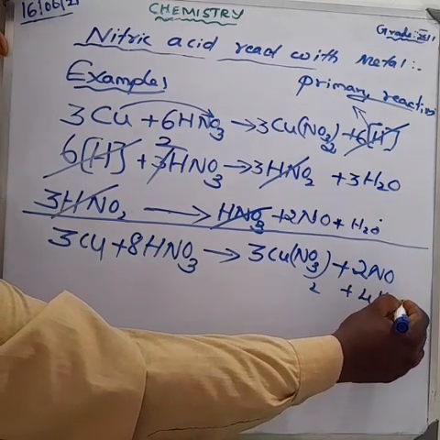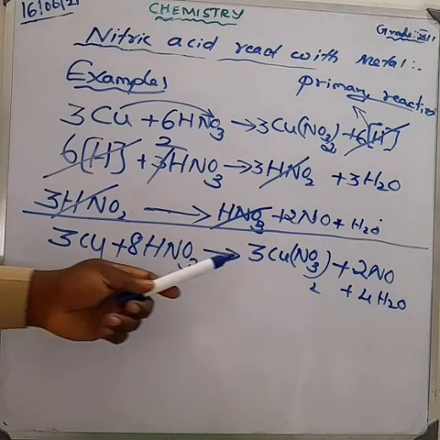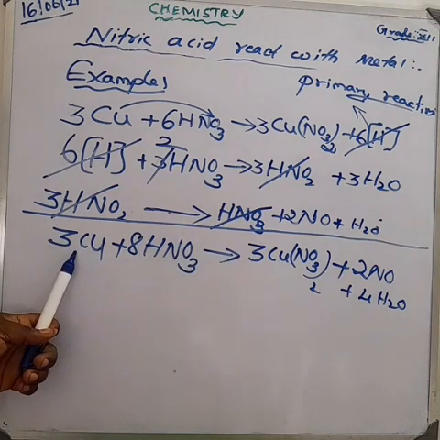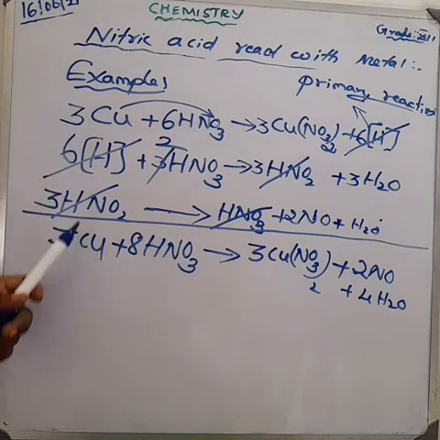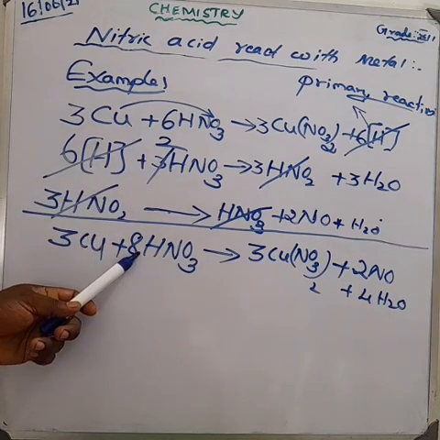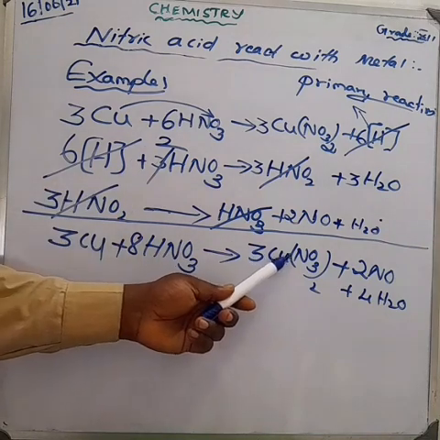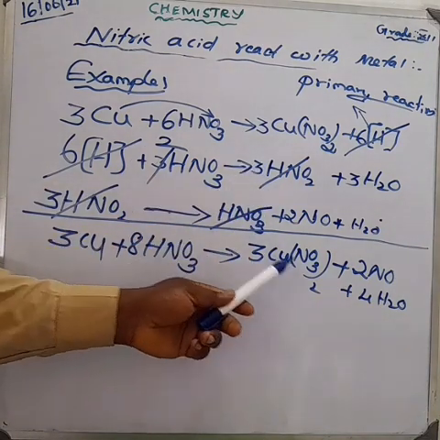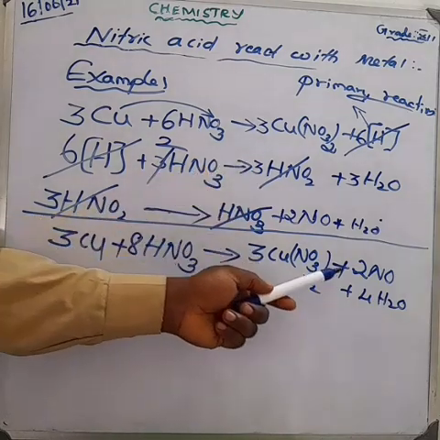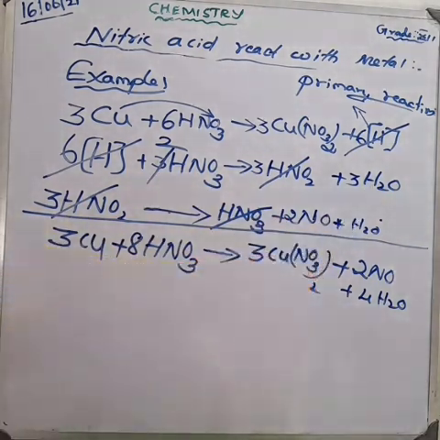So what is the final product? Copper, how much copper is there? 3 copper. And how much nitric acid? 8 HNO3 gives how much copper nitrate? 3 Cu(NO3)2 and 2 nitric oxide plus also water molecules, 4 water molecules. Next one.